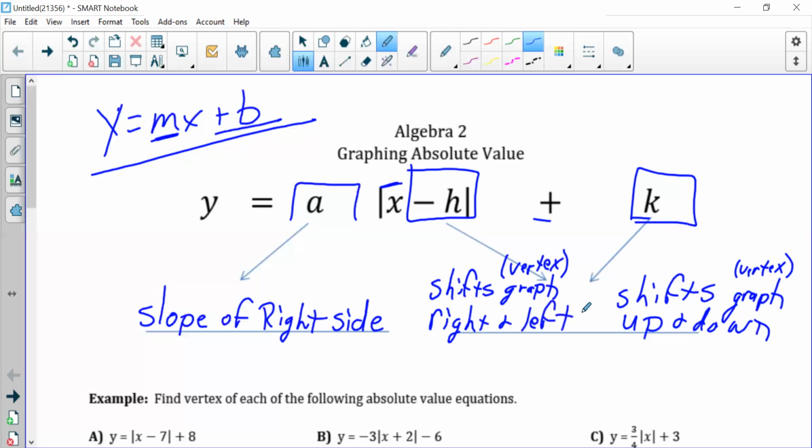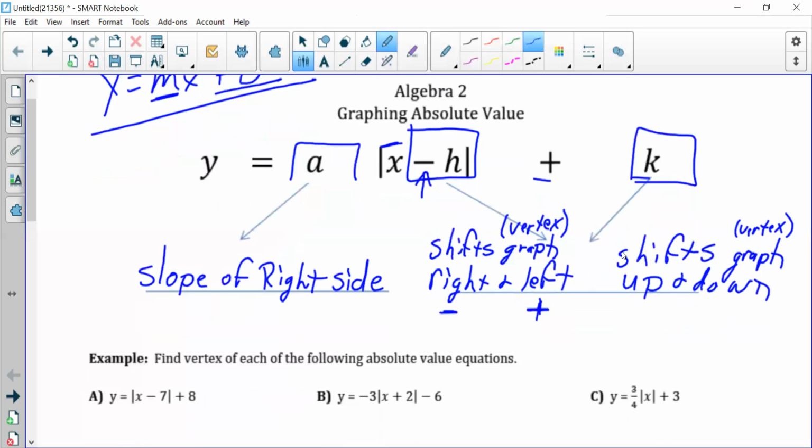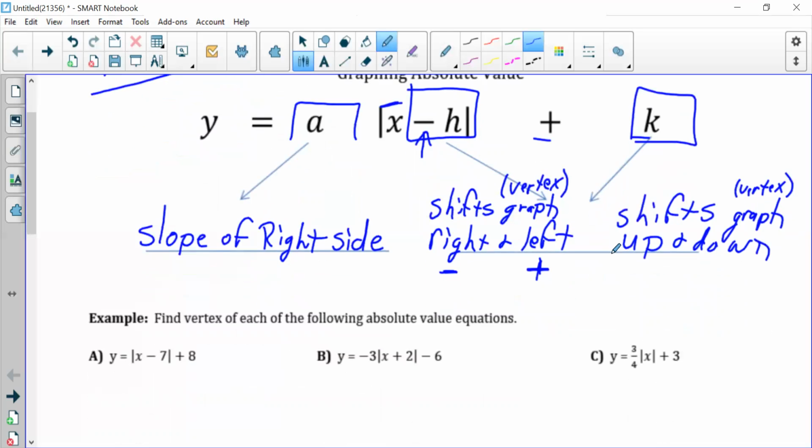All right, and for this, it is important to know that because of this minus sign here, it goes backwards. So you shift to the right when you have a negative h, you shift to the left when you have a positive h. All right, more on that in just a minute when we actually graph it. Let's scroll down and look at what we're doing here. It's saying first, find the vertex of each of the following absolute value equations.